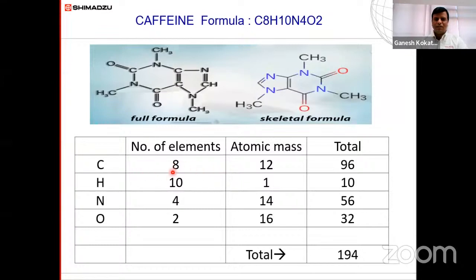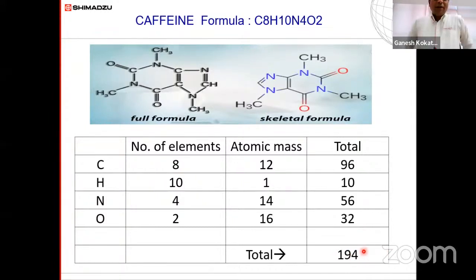Depending on the number of elements present in that particular moiety, we need to define the total weight of that mass of carbon. Likewise, hydrogen is 10 into 1, 10, then nitrogens are 4 in number, so 14 into 4, 56, and 2 oxygens, so 16 into 2, 32. So the total molecular weight is 194. The caffeine molecular weight is 194.